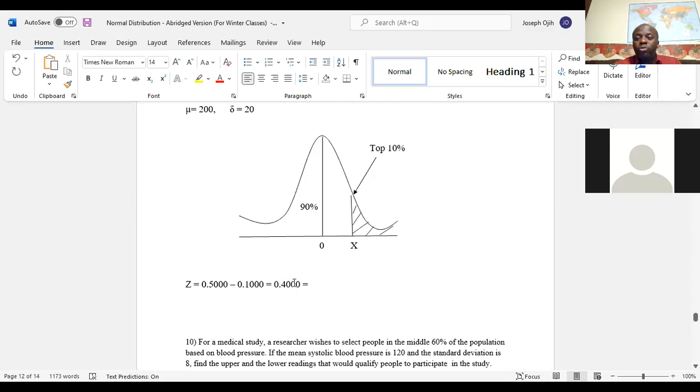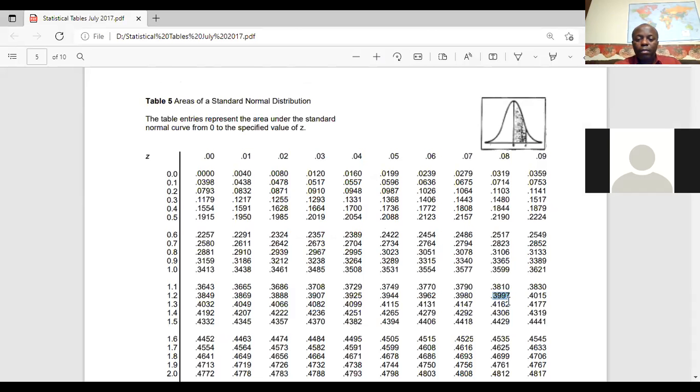Then look for 0.4000 inside the table. I put this 40 because inside the table, all the numbers have 4 digits. So this is the closest here. This one is 0.4050. If you subtract 0.4051 minus 0.4000, it is 15 points away, too far away. But this one is only 3 points. 4000 minus 3997 is 3. You can double check it from your end.